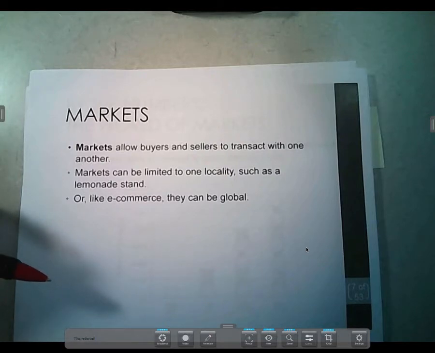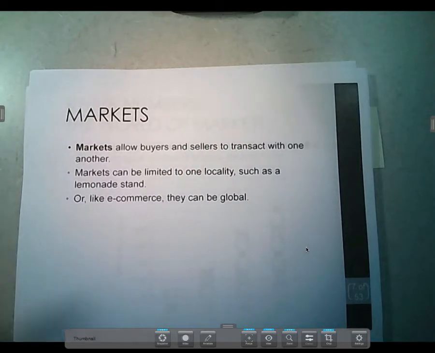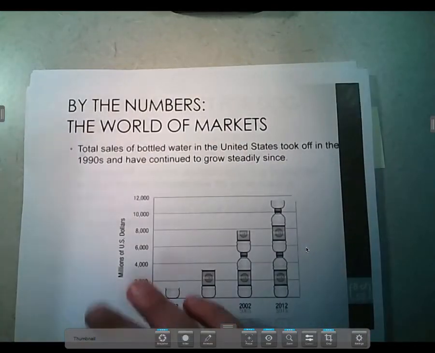A market for pens. But it could be a market for pens in Hawaii. It could be a market for pens globally. It could be a market for pens for lawyers. I can limit that market as much as I want. I can further define the market, or I can have the market be broader in scope. We just have to be precise about what we mean by the market.